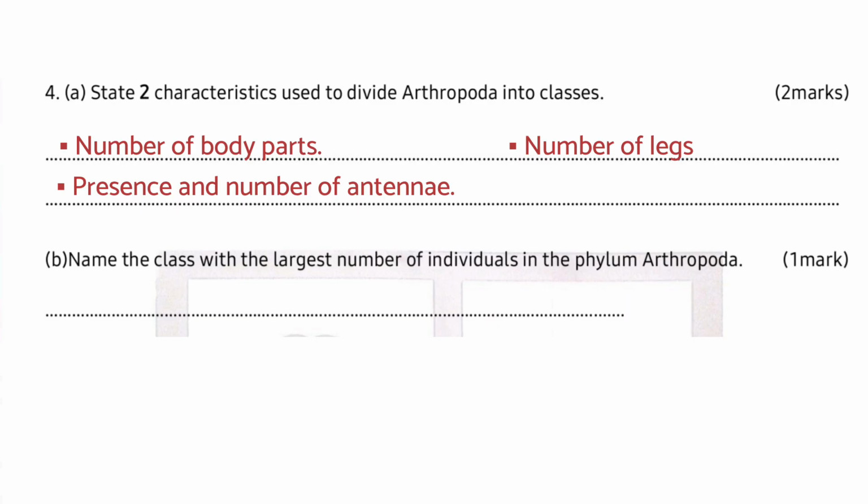Part B, name the class with the largest number of individuals in the phylum Arthropoda, okay? So the class that is the most successful one in populating the earth is the Insecta, okay? Where we have insects. Insects are the largest in number. So some attribute this to the fact that they are quite adaptable. You can have insects having a wide range of diet. Some are carnivorous, others are herbivorous.